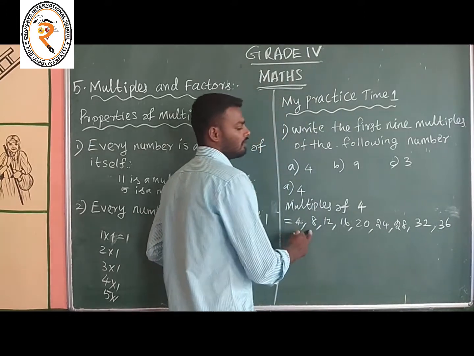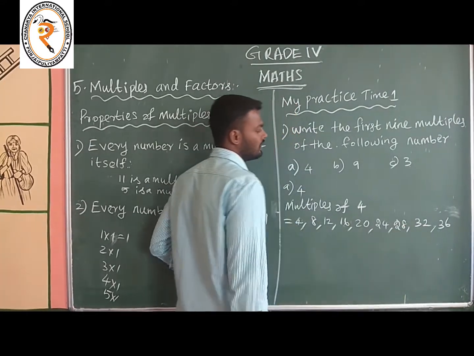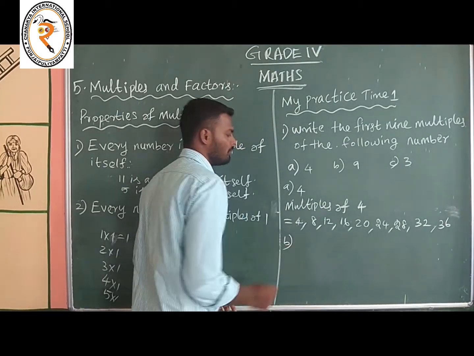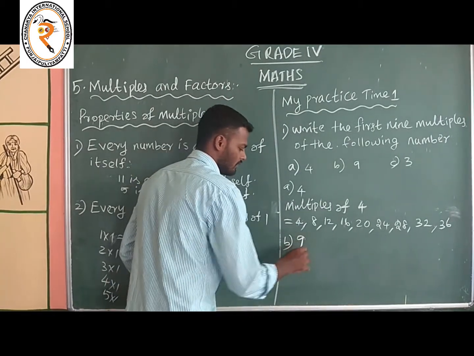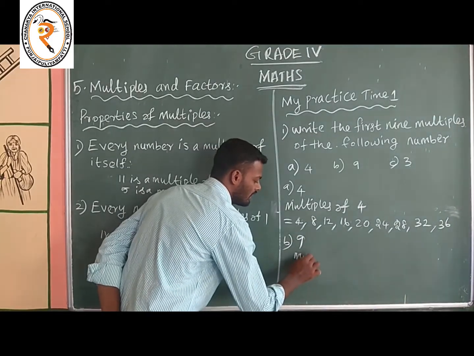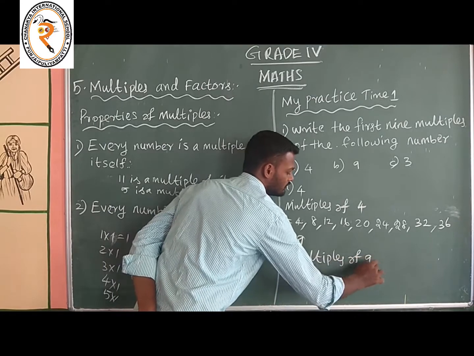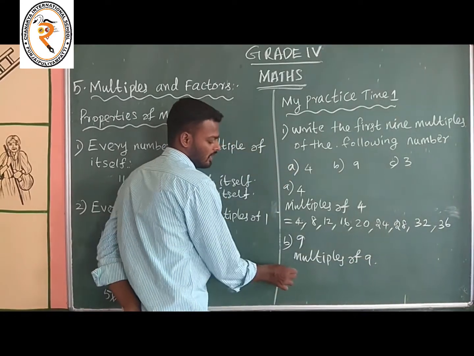So these are the first 9 multiples of 4. And the second question, B, 9. The first 9 multiples of 9.